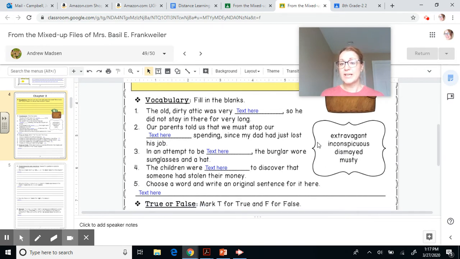Here are my 4 words I get to use. You have to choose which word fits in which sentence. Okay, I have 4, questions 1 through 4, and then question 5, I get to choose one of these words and make up my own sentence.